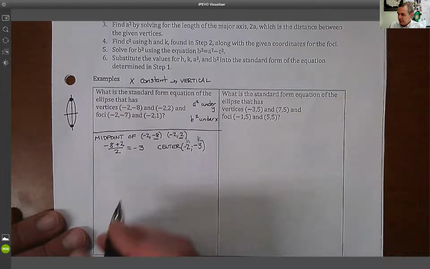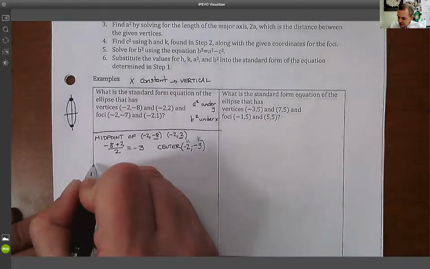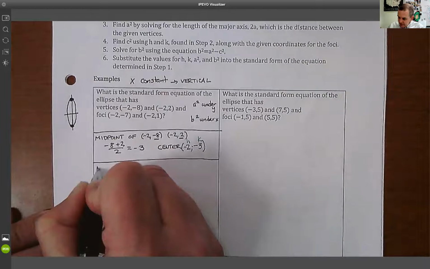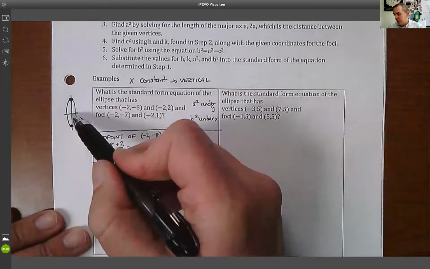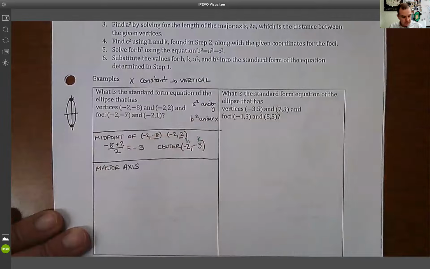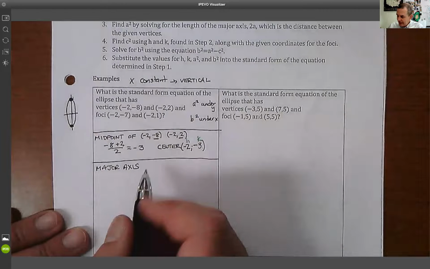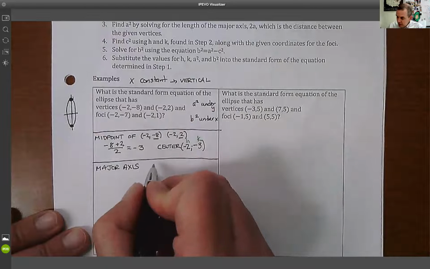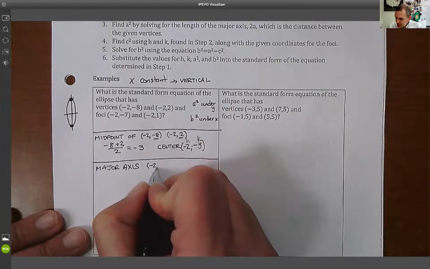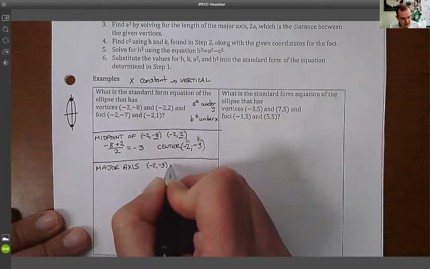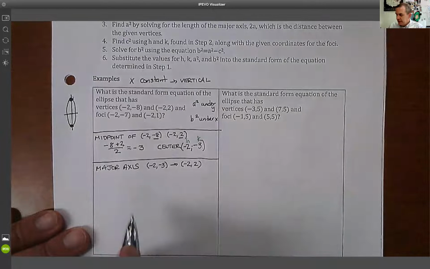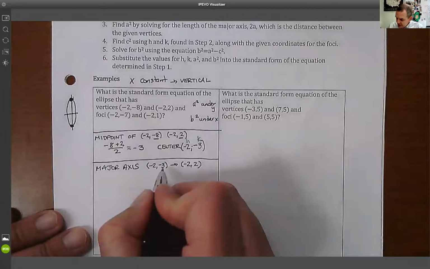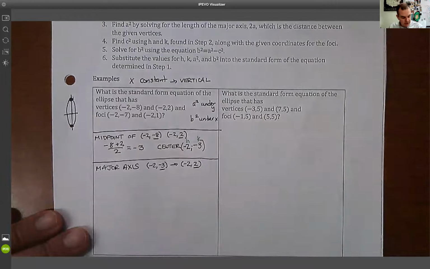Now I want to figure out the length of the major axis. The major axis is how far it is from the center to one of the vertices. So I want to figure out how far it is from -2, -3 to -2, 2. If I know how far it is from -3 to 2, that's going to be the length of my axis. So how far is it between that -3 and the 2, the number that's changing?